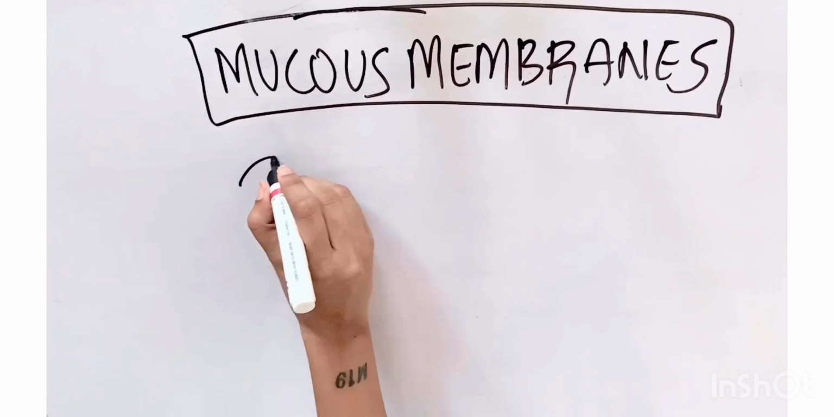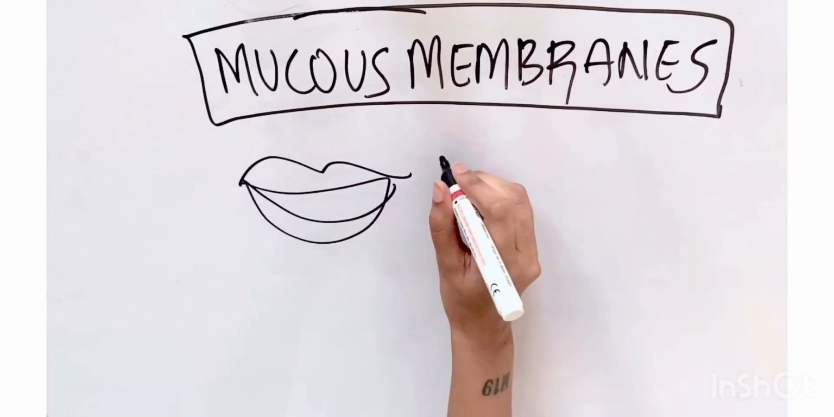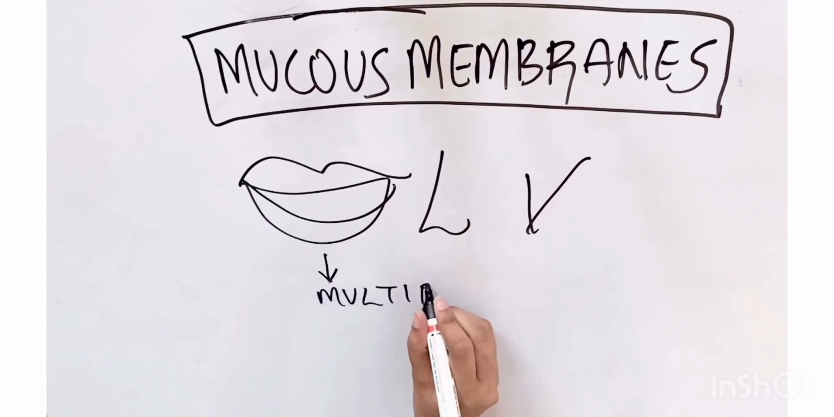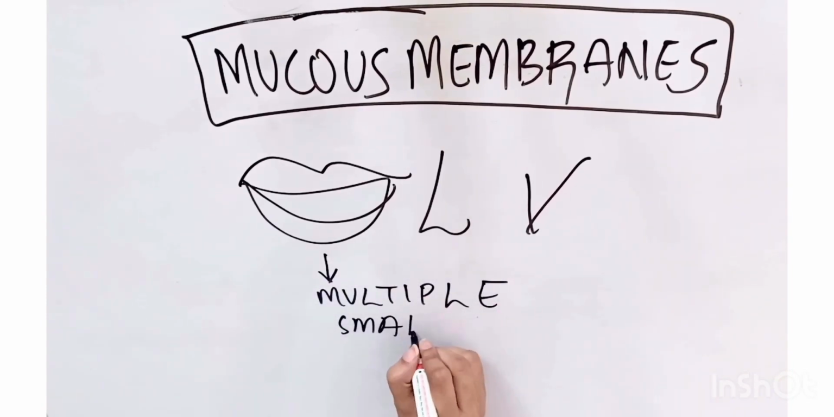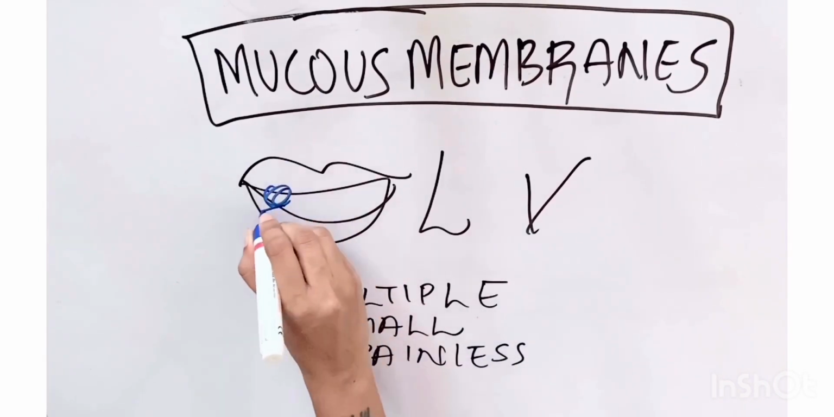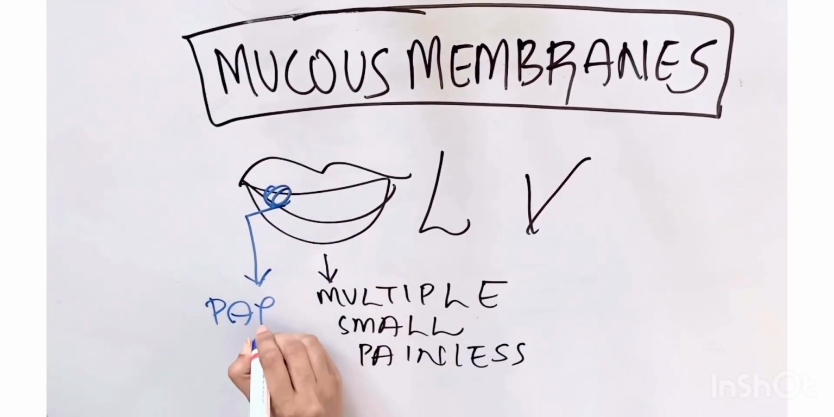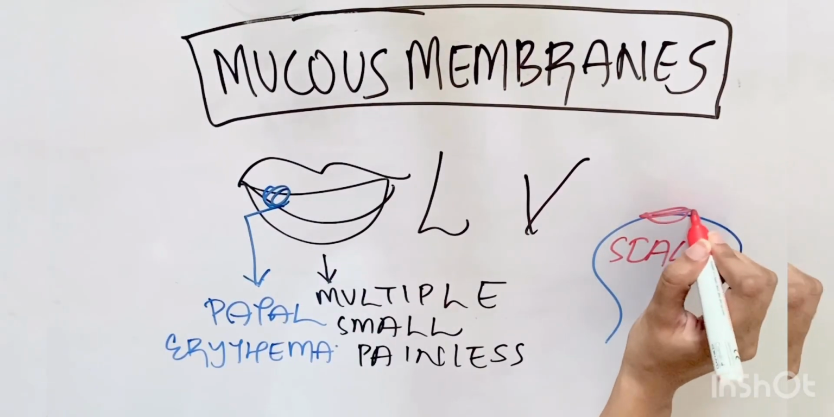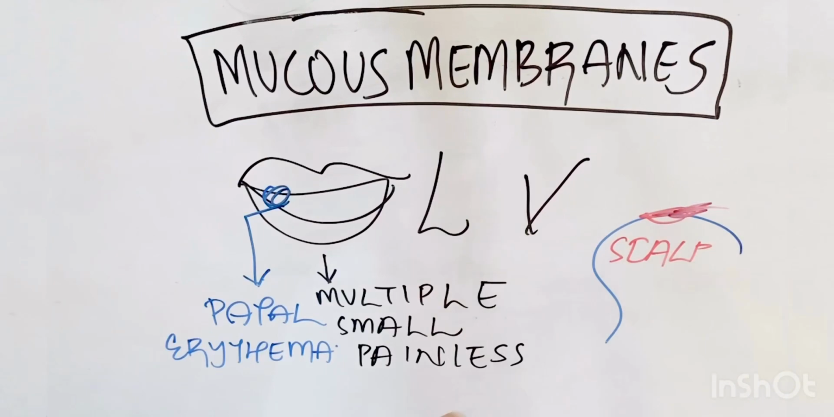Rash on mucous membrane and scalp. This includes the oral cavity, nose and vagina. Oral ulcers are usually small, multiple, painless. Palatal erythema at the junction of hard and soft palate indicates active disease. Though this is mostly painless, sometimes it may lead to ulceration. Another sign of active disease is scalp tenderness.